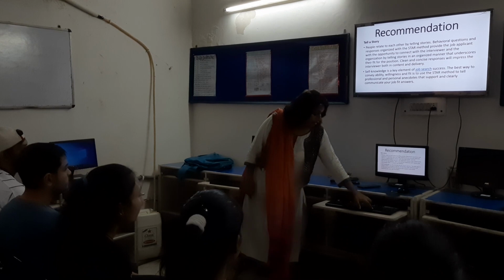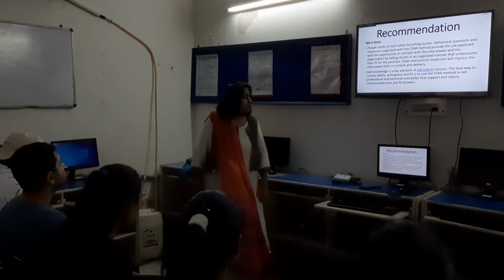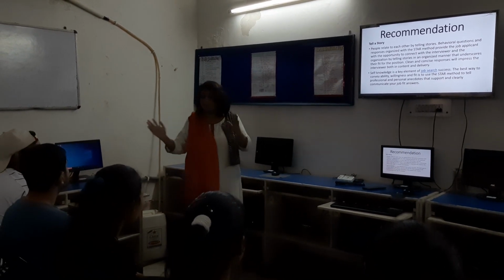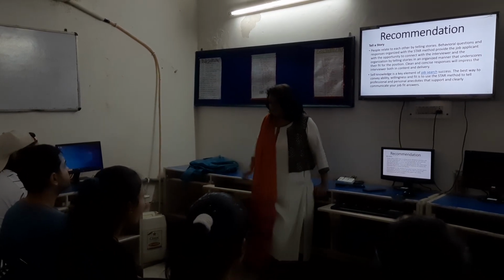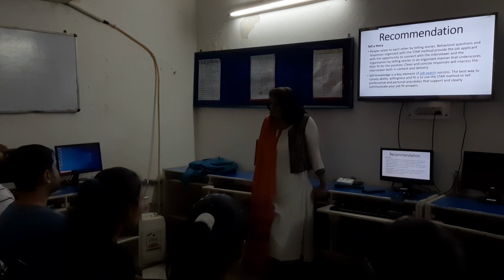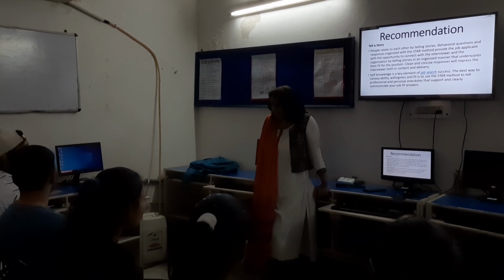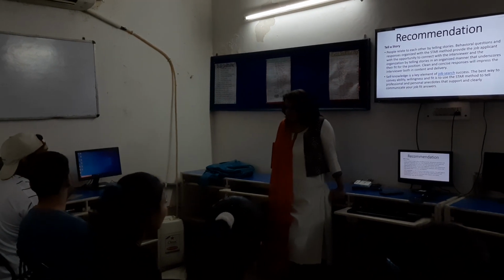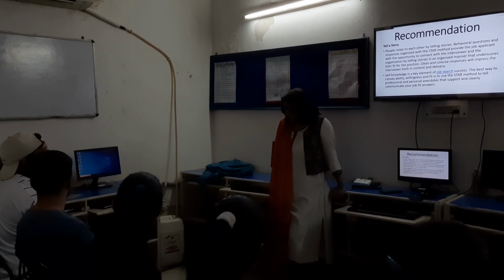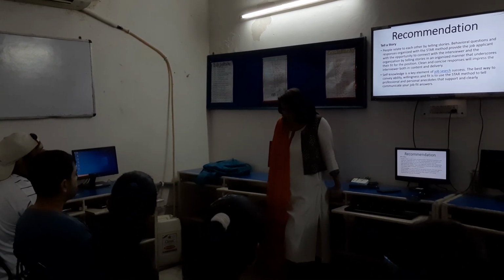Okay? Now I want you to repeat. Okay, so Prashant, tell me the full form of STAR. So the STAR method consists of S for situation, T for task, A for action, and R for result.